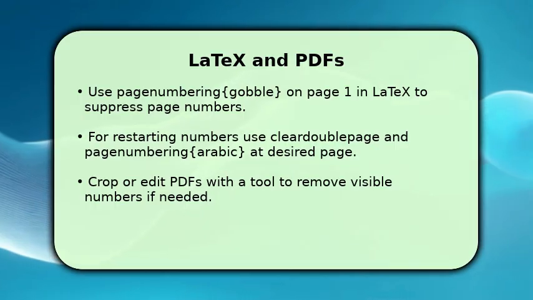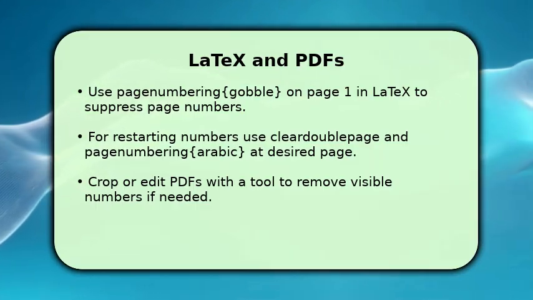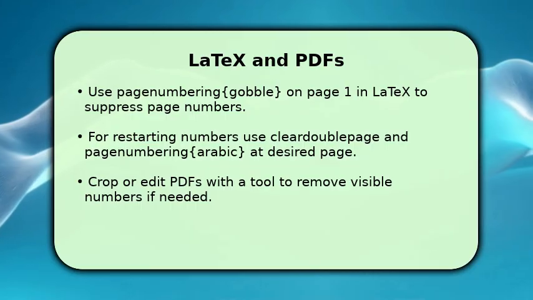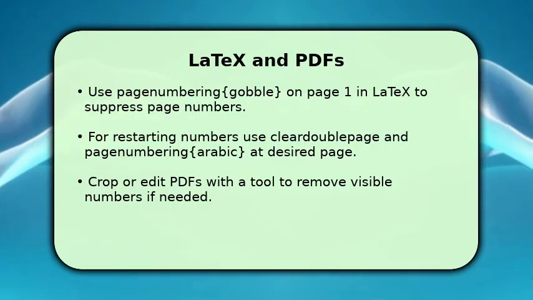For compiled PDFs, use a PDF editor or cropping tool to remove visible numbers when source edits are unavailable. If converting from Word, ensure Different First Page is set before export to keep page 1 unnumbered. Always preview the final PDF to confirm the first page number is absent and later pages display correct numbering.